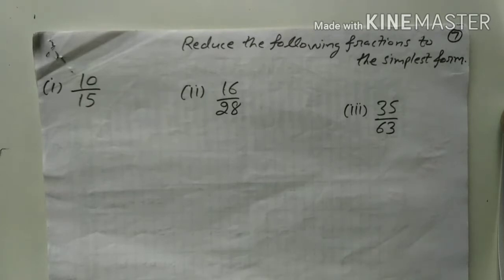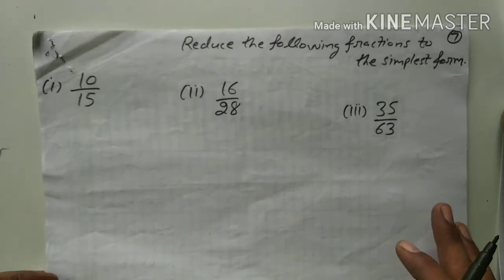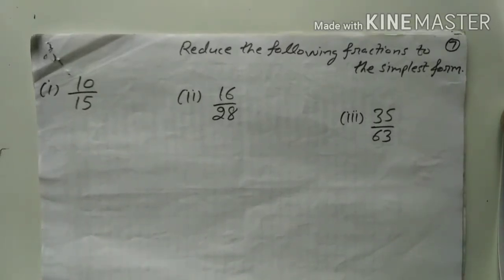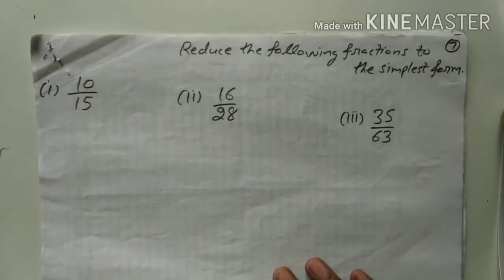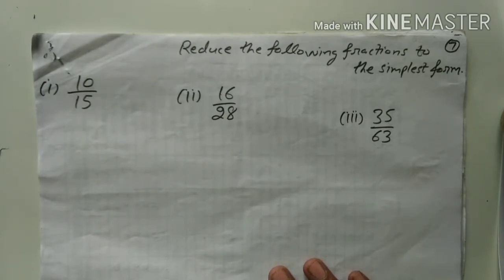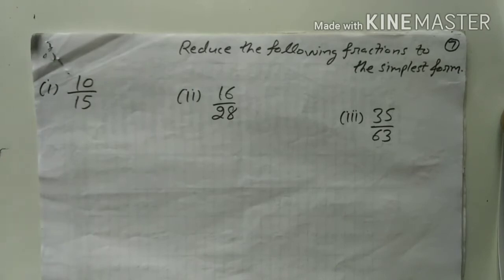So in this video, we are going to reduce a given fraction to the simplest form. The other name of the simplest form is lowest term. So the simple way to find the lowest term or the simplest form of any fraction is to divide by their HCF. So firstly I will find the HCF. Okay, but there is also another way that we will discuss at the end of the video.